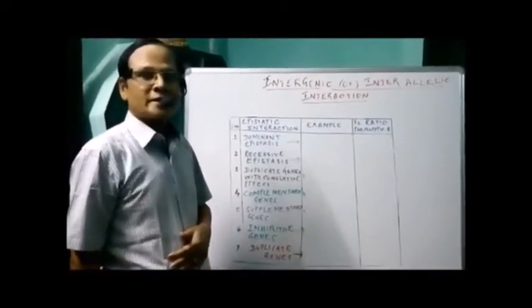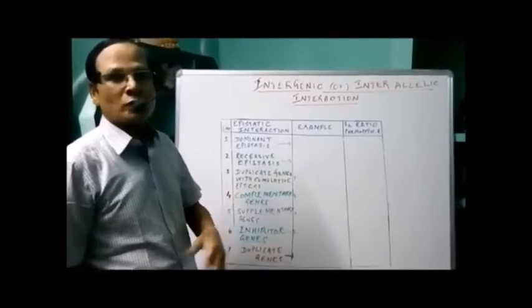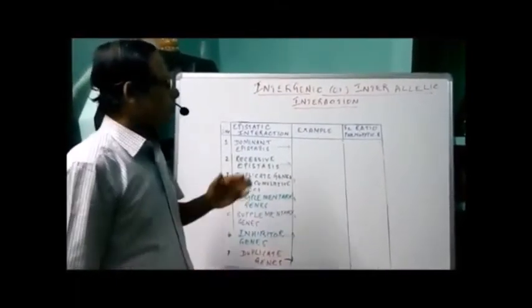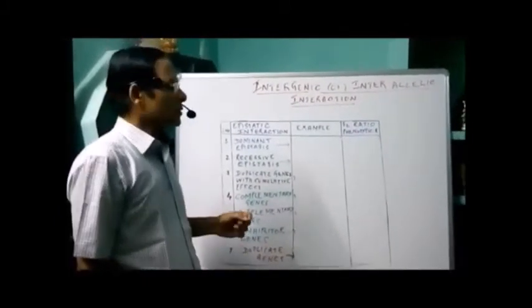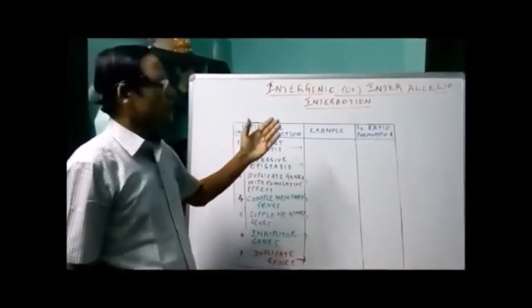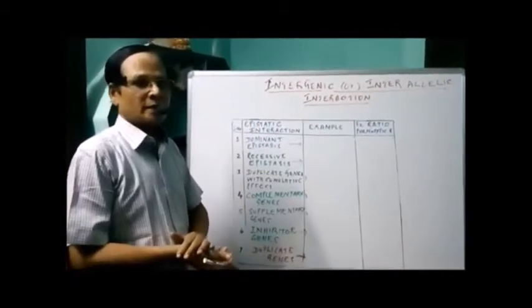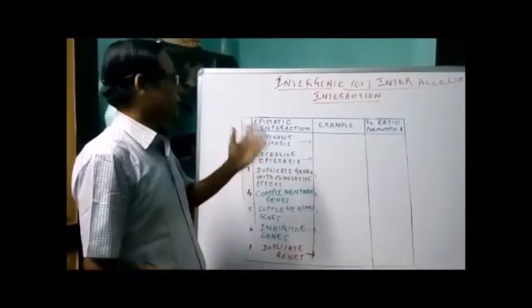It is the interaction that occurs between the alleles of two different loci. That is the allelic interaction between two alleles, the interaction between the alleles of two different genes. So, we have to go for the different types of intergenic or interallelic interaction, where it occurs between two alleles of different loci. Now, what are the types?